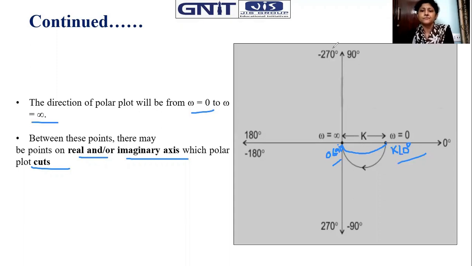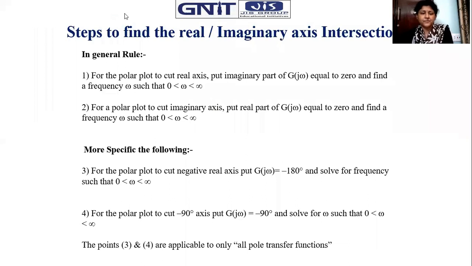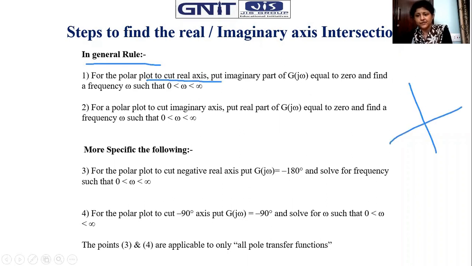Okay, so let me clear. And then, what are the steps to get the intercept? Why is the intercept needed for a special purpose? The general rule is for the polar plot to cut the real axis. Real axis cut means it is cutting the real axis like this way. For the real axis cut, you have to find OA, that vector length.